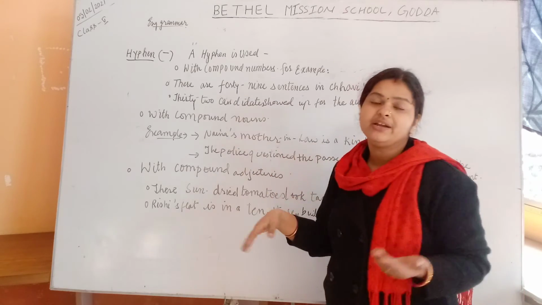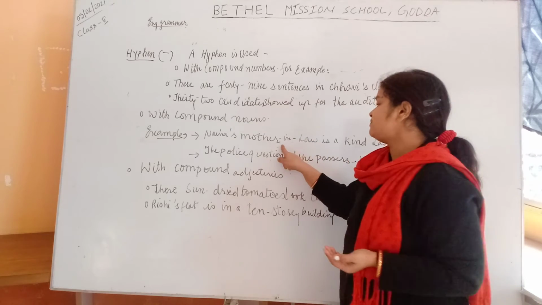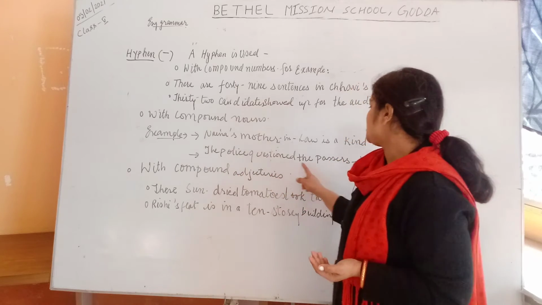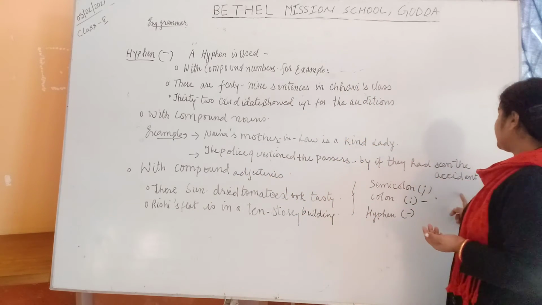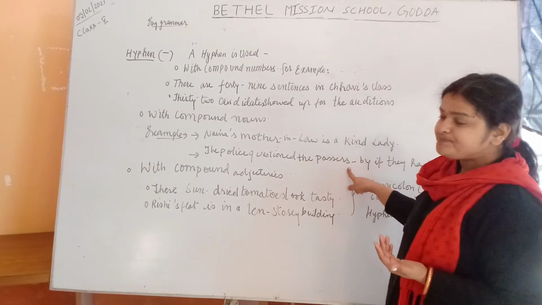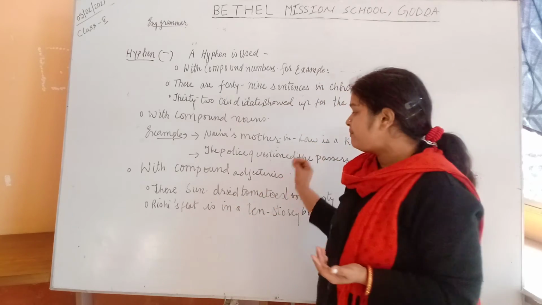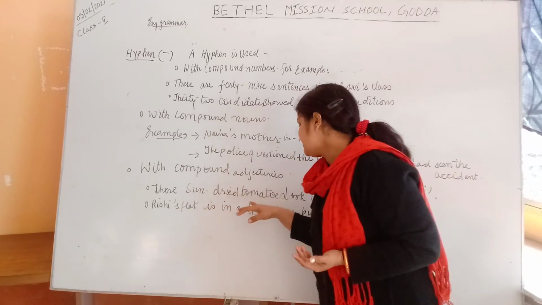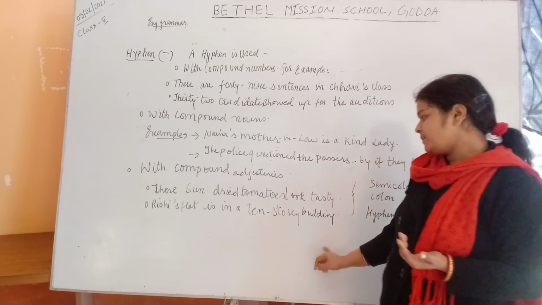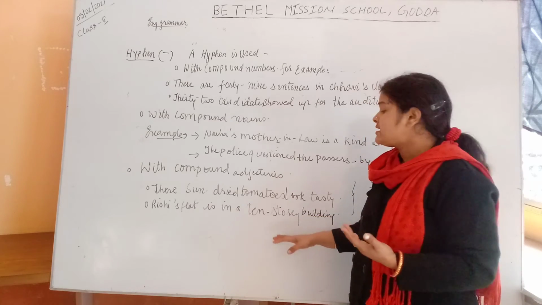After getting married, a particular guy or girl has a mother-in-law, which is written with hyphens. The police questioned the passers-by if they had seen the accident. So passers and by, this is the hyphen which has been put in the sentence. With compound adjectives. Again, a hyphen can be used with compound adjectives. These sun-dried tomatoes look tasty. This flat is in a ten-story building. Ten, and then hyphen, story. So the building is ten-story.